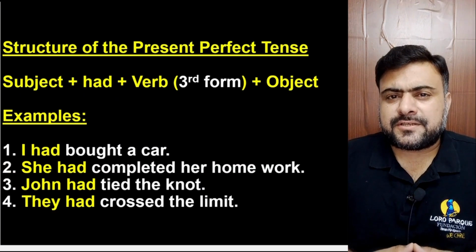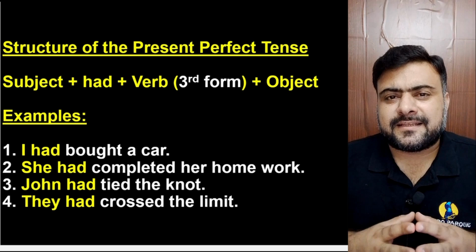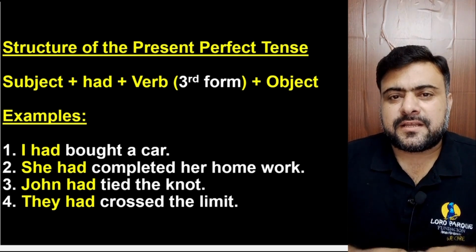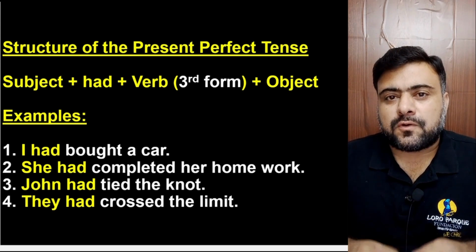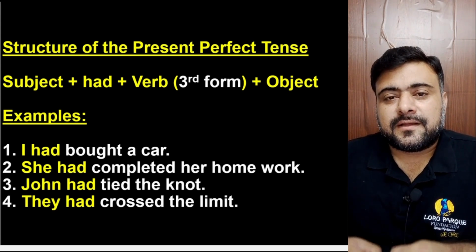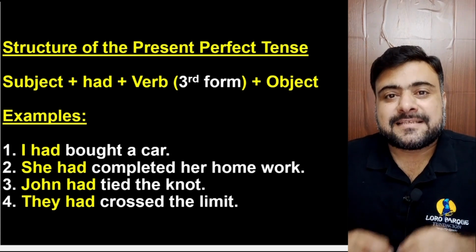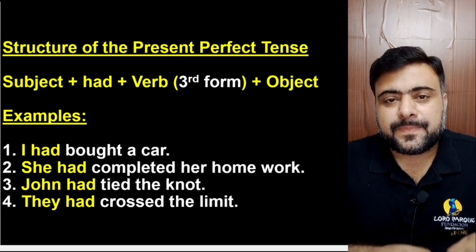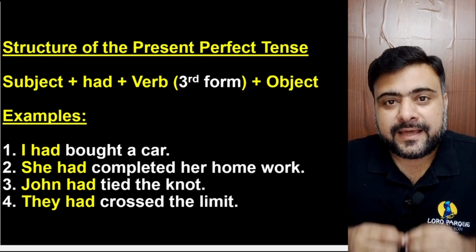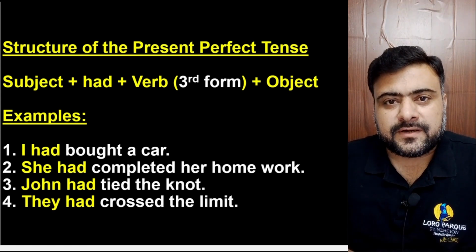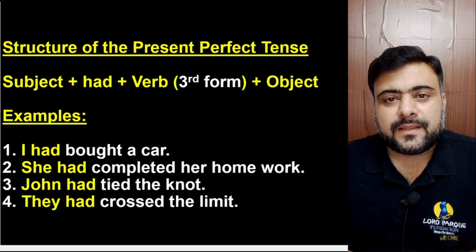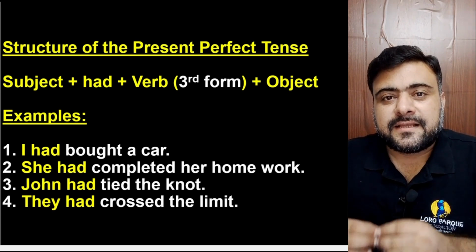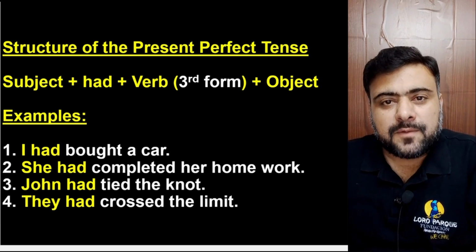The structure of the past perfect tense is just like the structure of the present perfect tense. What was the structure of the present perfect tense? Subject plus has or have plus third form of the verb plus the object. Similarly, in the past perfect tense, we have the same structure: subject plus had, the helping verb, plus the third form of the verb, plus the object.